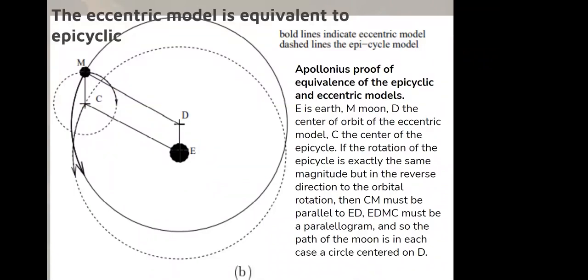Apollonius had a proof of the equivalence of these two models. If E is the Earth, D is the center of orbit of the eccentric model of the moon, and C the center of the epicycle. If the rotation of the epicycle is exactly the same magnitude but in the reverse direction, then CM must always be parallel to ED, and ED and EM must therefore be a parallelogram. So the path of the moon is in each case a circle centered on D, so that you get the same relative movements.